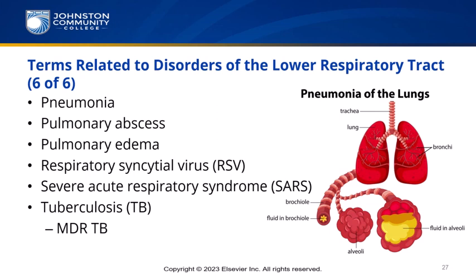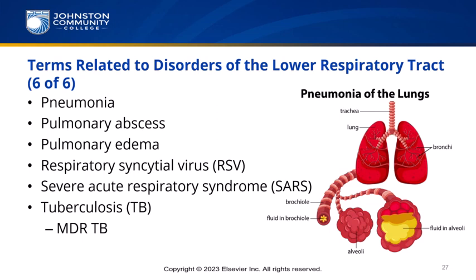Pulmonary abscess is a localized accumulation of pus in the lungs. Pulmonary edema is the accumulation of fluid in the lung tissue. This is often seen in congestive heart failure and is caused by the inability of the heart to pump blood. Then we have respiratory syncytial virus, also known as RSV, and this is an acute respiratory disorder usually occurring in the lower respiratory tract in children and the upper respiratory tract in adults.